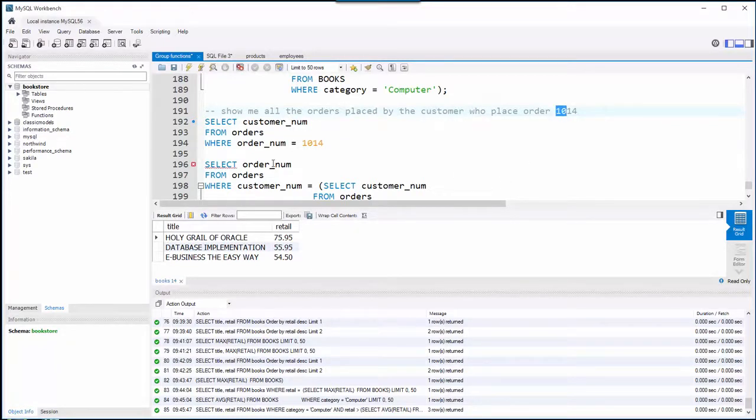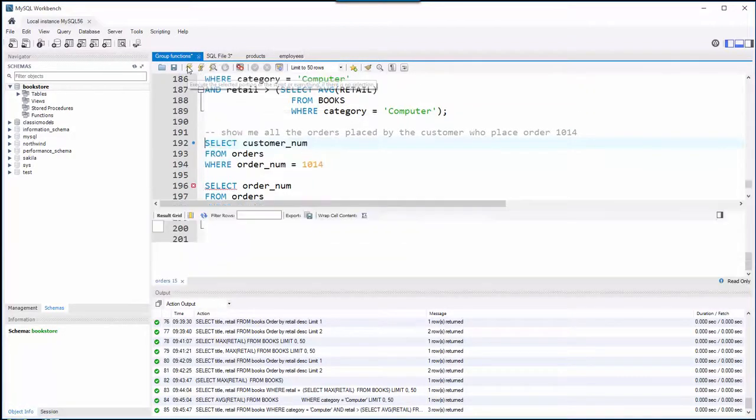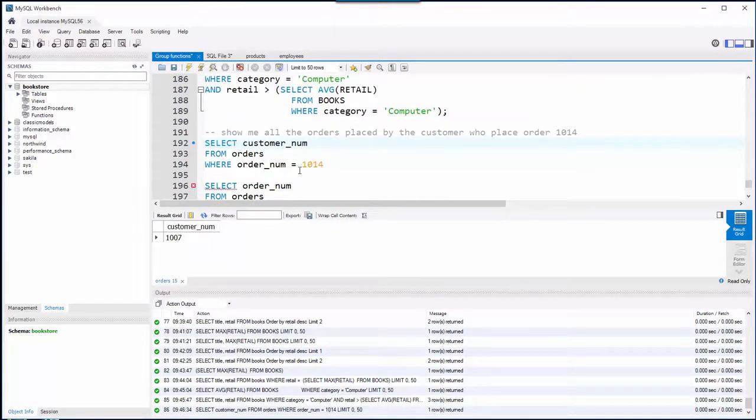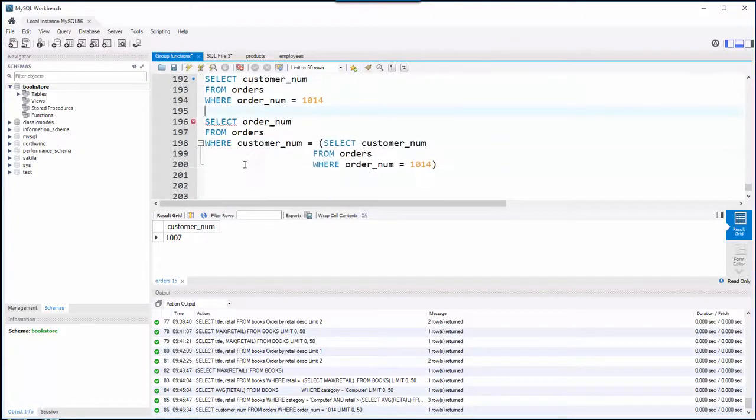All right, so using the book database, I'm going to grab the customer number from orders that has that number, right? So all we have is the order number, and somehow we know we got a problem with it. So I run that, and I figure out, well, the customer who placed that order is 1007. So now show me all the other orders placed by that person, or placed by that customer. So how can I do that?